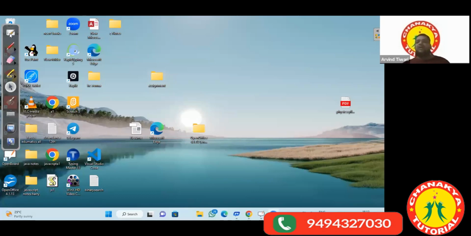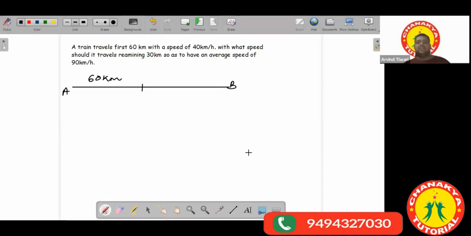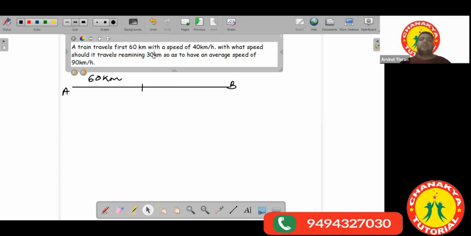So in this question, really there is a little bit of mistake. The mistake is that the question here says the remaining 60 kilometer, not 30 kilometer. It has to be remaining, let's say it has remaining 80 kilometer. Okay. And now we try to complete this question.